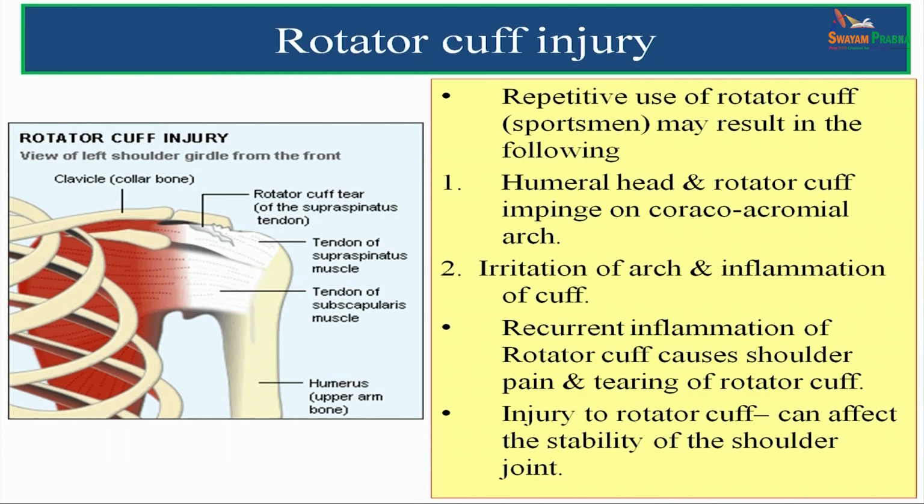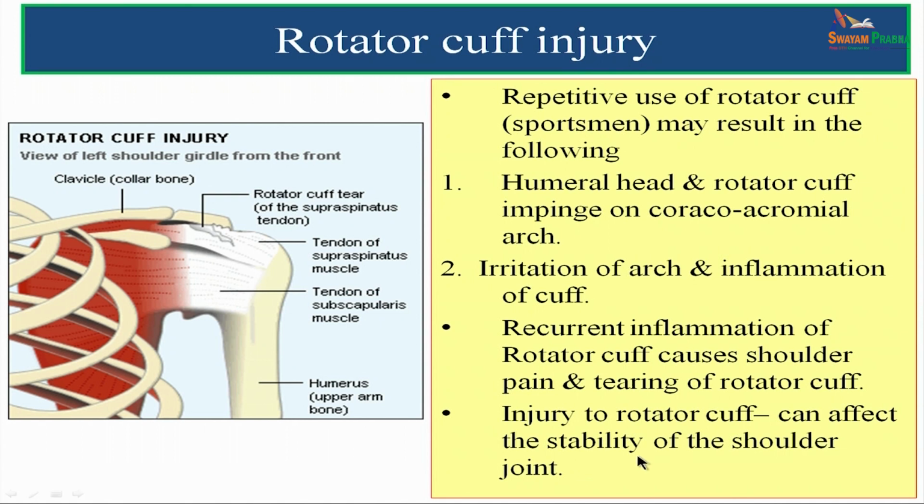Rotator cuff injury. Repetitive use of rotator cuff, as in the case of sportsmen, may result in an injury to the rotator cuff. This results in the humeral head and rotator cuff impinging on the coracoacromial arch. So, when something is constantly impinging or rubbing against the coracoacromial arch, the arch can go in for irritation and this further results in inflammation of the rotator cuff. Recurrent inflammation of rotator cuff causes shoulder pain and tearing of the rotator cuff.